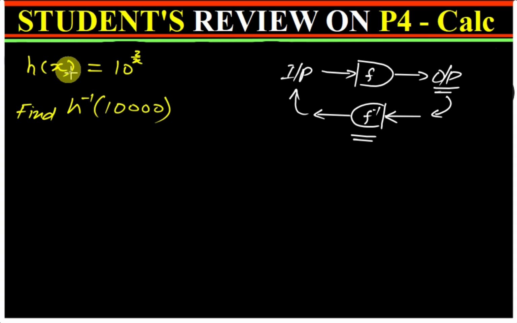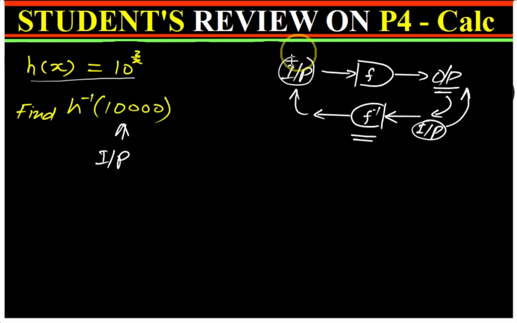So what we can do here is use this function to find h inverse of 10,000. What is given here? This is the input of the inverse function. So what is that? That is the output of the given function. So we'll find the input of the given function, which will be the output of the inverse function. We need to find the output here for this, and that output will be the input of this given function.